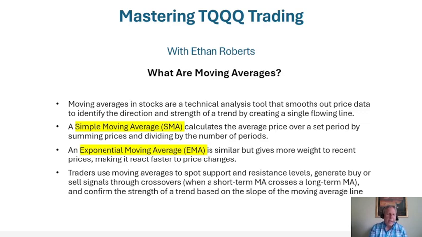An exponential moving average, or EMA, is similar but gives more weight to recent prices, making it react faster to price changes. So we're going to be using the 8-period EMA in our trading of TQQQ. Traders use moving averages to spot support and resistance levels, or they may generate buy or sell signals through crossovers, and that's exactly what we're going to be doing, which is when a short-term moving average crosses over a longer-term moving average, and confirm the strength of a trend based upon the slope of the moving average line. And you'll see what that means in a moment.